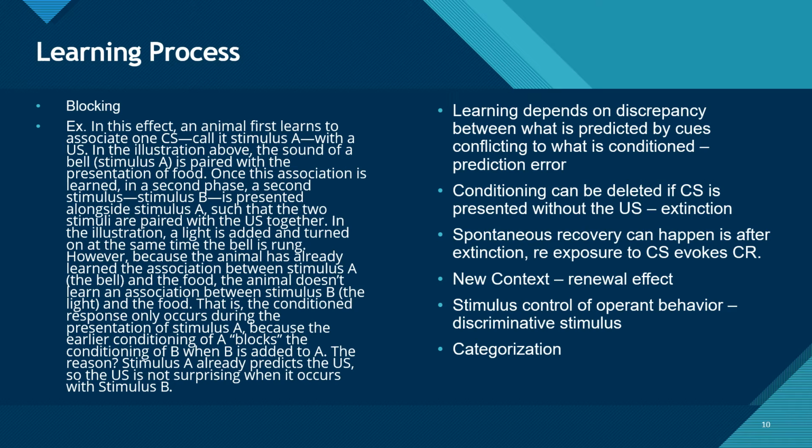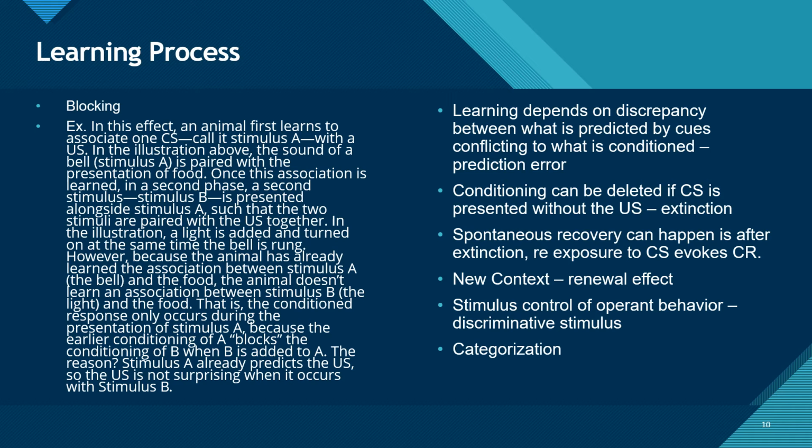So it's background, it's there, it's impacting, but you're not going to get the entire stimulus because it's already been associated. So A is blocking the conditioning of B when B is added to A, but that's not saying they don't have effect on each other. So learning also depends on discrepancy between what is predicted by cues and what is conditioned, so you get that prediction error.